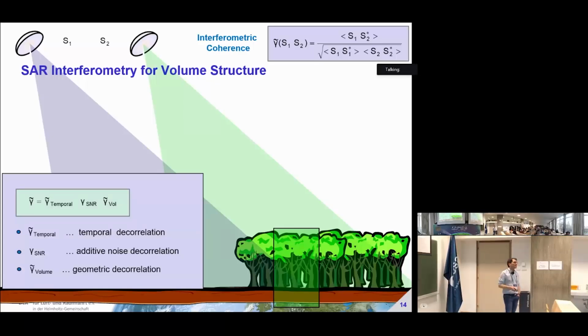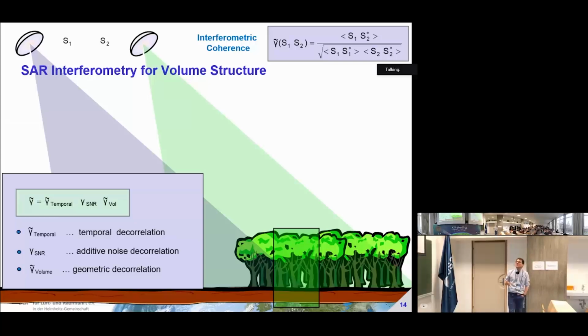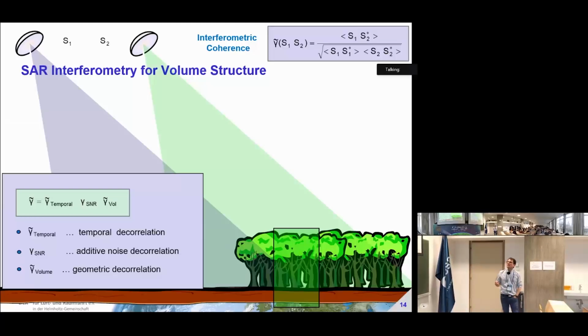But now you can start to write models. So what do you have there? You can start to think, and you will find out, that the most common models, the ones that are used and are consolidated, tell you that you have at least three different contributions, and they multiply each other. The first is temporal decorrelation. The second is noise decorrelation. And the third is volume decorrelation.